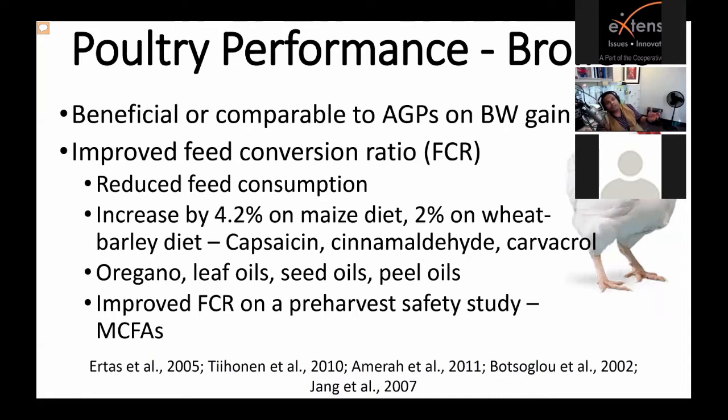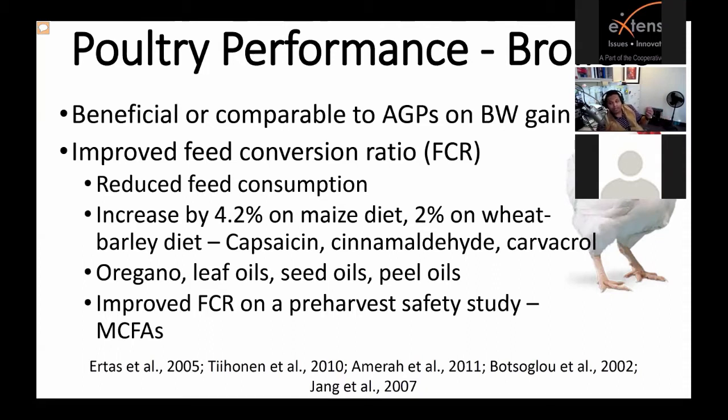So the feed conversion ratio can be improved by 4.2% by capsaicin, cinnamaldehyde, and carvacrol. You see the third line right there: these broiler chickens were on the maize diet, whereas when they were on a wheat-barley diet, they got an improvement in the FCR of 2%. Are these factors a huge increase? I would say, with a couple of publications coming from two different angles, I wouldn't say that is enough to say that the performance is improved.